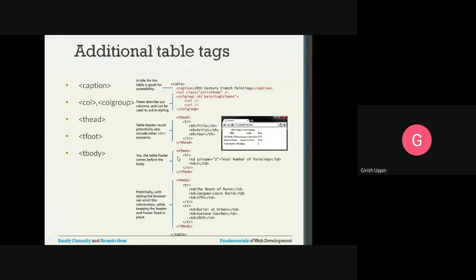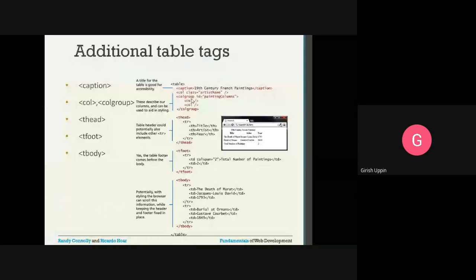Similarly, if you want to have any information in the footer, that information can go in the tfoot HTML tag. Irrespective of where you write this tfoot, right now you can see we have thead, and immediately we have tfoot. Inside the thead I have title, artist, year, and this caption, 19th century French paintings, will come on top of the table. So that will come as a caption.